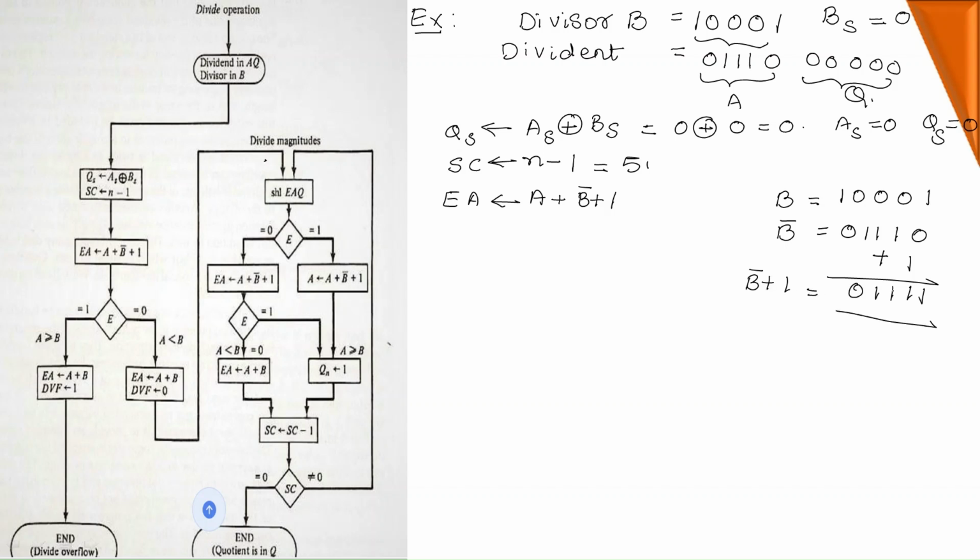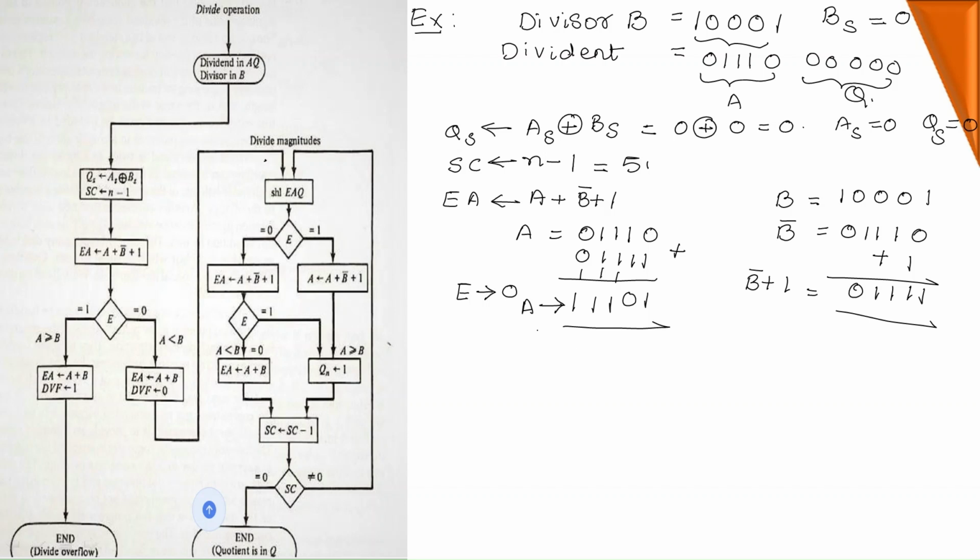Now we add this value to A. The A value is 01110, plus B complement plus 1, which is 01111. Adding both of them, 1 plus 1 is 10, 1 plus 1 is 10, and so on, we get 11101. This is stored in EA, where E stores the carry bit. Since there is no carry here, E is 0 and EA stores the value 11101.